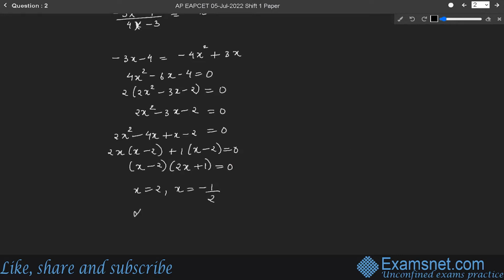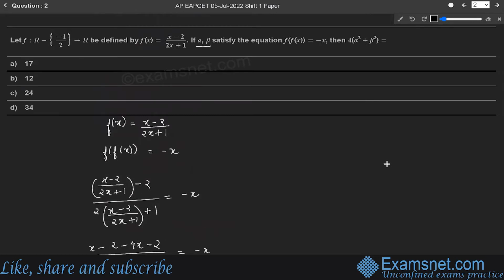So alpha is equal to 2 and beta will be equal to minus 1 by 2. We have to find the value for 4 into alpha square plus beta square. Putting the values here, we know that alpha is equal to 2, so 2 square plus beta is equal to minus 1 by 2 whole square.